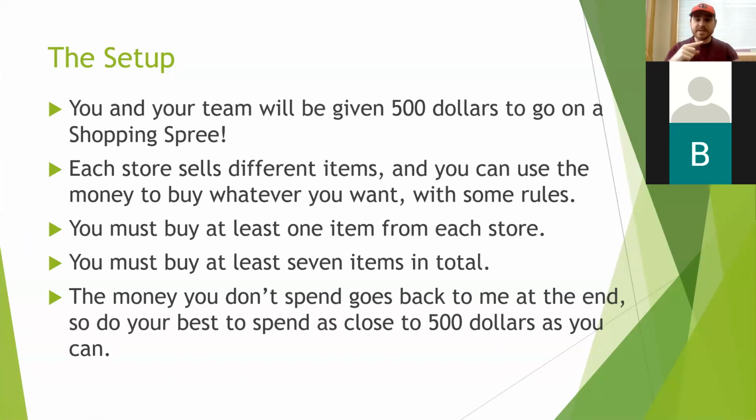Now, each store is going to have some different discounts. Each store has a bunch of different items. You can buy multiple of one item. So for instance, if you really want a soccer ball and you want 10 of them, you can buy 10 soccer balls. But you have to buy at least one item from each different store, and you have to buy at least 7 items in total. And that's 7 different items. So 10 soccer balls does not count as 10 items. That counts as one item.